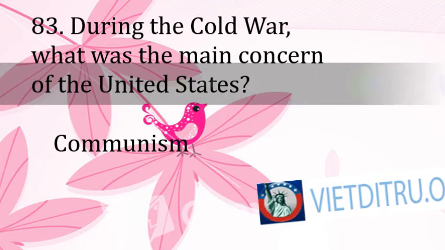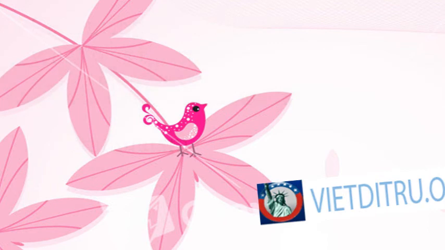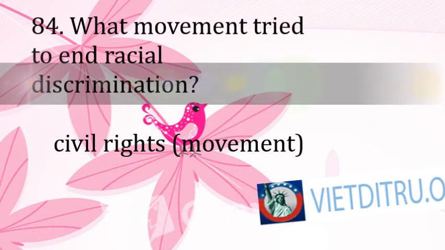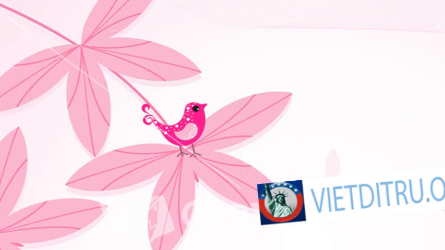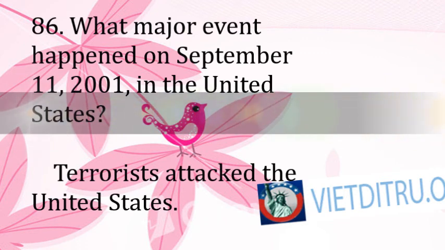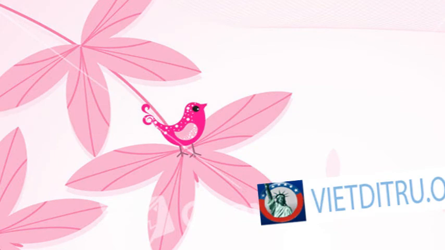During the Cold War, what was the main concern of the United States? Communism. What movement tried to end racial discrimination? Civil Rights Movement. What did Martin Luther King Jr. do? Fought for civil rights. Worked for equality for all Americans. What major event happened on September 11, 2001 in the United States? Terrorists attacked the United States.